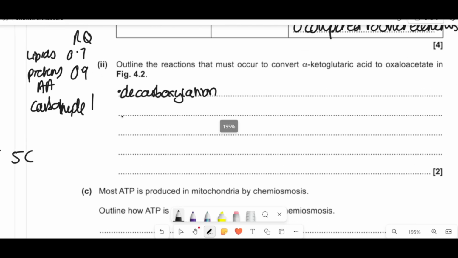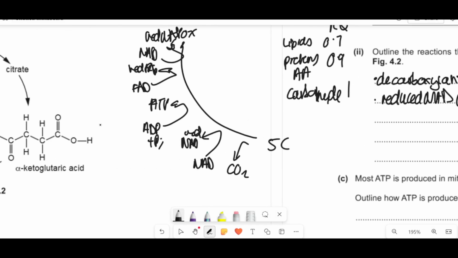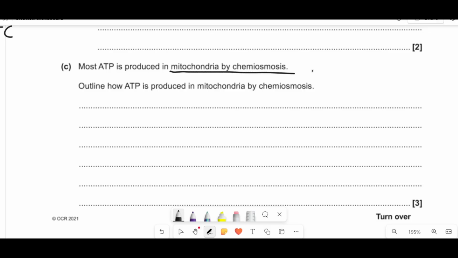So in this case, we've got decarboxylation. We are going to make reduced NAD and reduced, red for short, FAD produced, as in we've dehydrogenated this or we've oxidized this. And then as well as that, we've also made ATP as well. There you go.